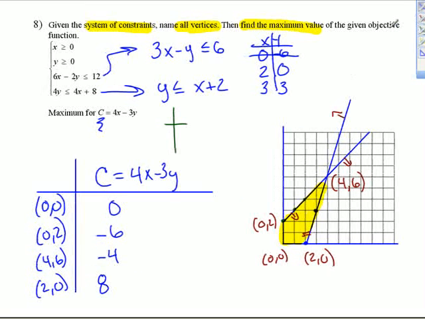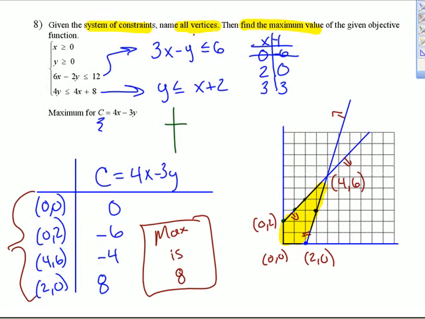Our max, the only thing they asked us for was to find the max. Our max is 8. And we are done. We found all the vertices. That was the first part they asked us to do, and then find the maximum value, which in this case is 8. Any questions?